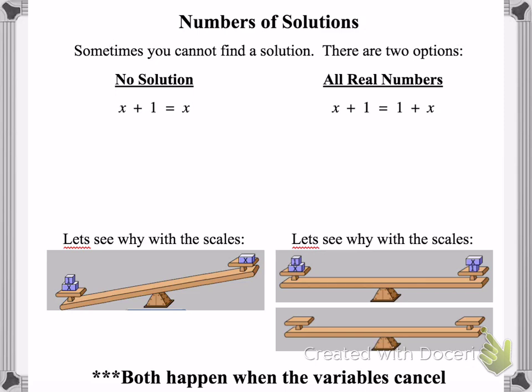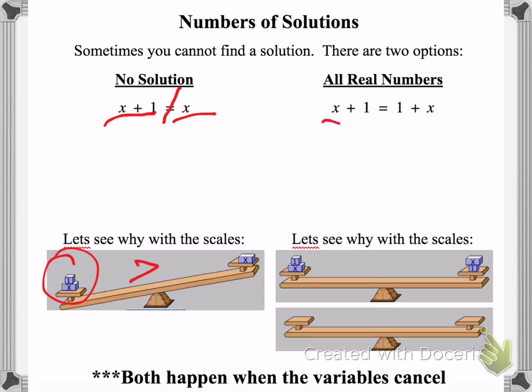In this left scale, we have x plus 1 equals x. You can see very clearly that this side is bigger than the other side. The left side has more stuff. It has an x and a plus 1. So that means there's no solution. We started off with something that's not equal. Now, on the right side, we have every solution is a real number.